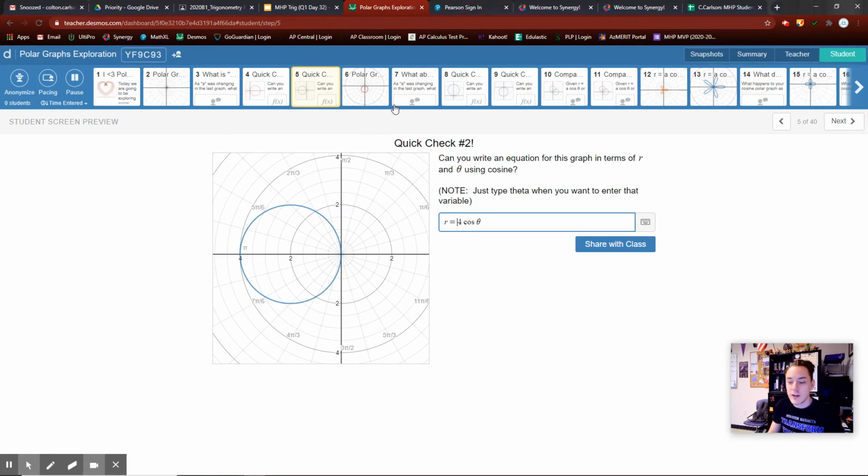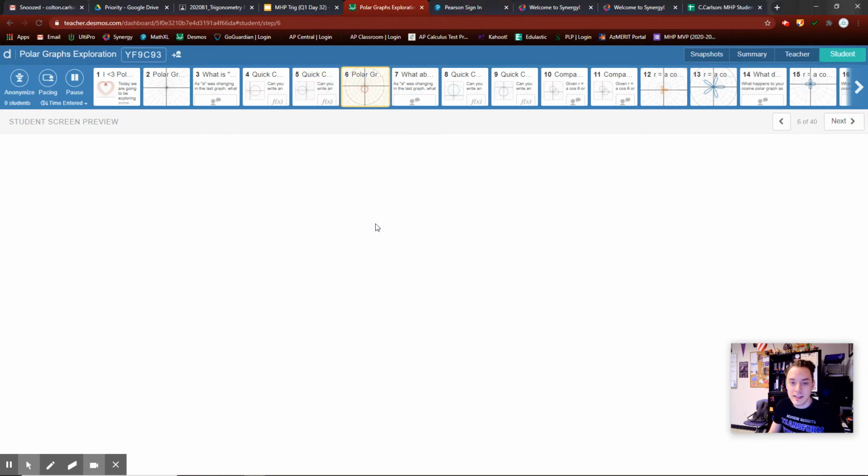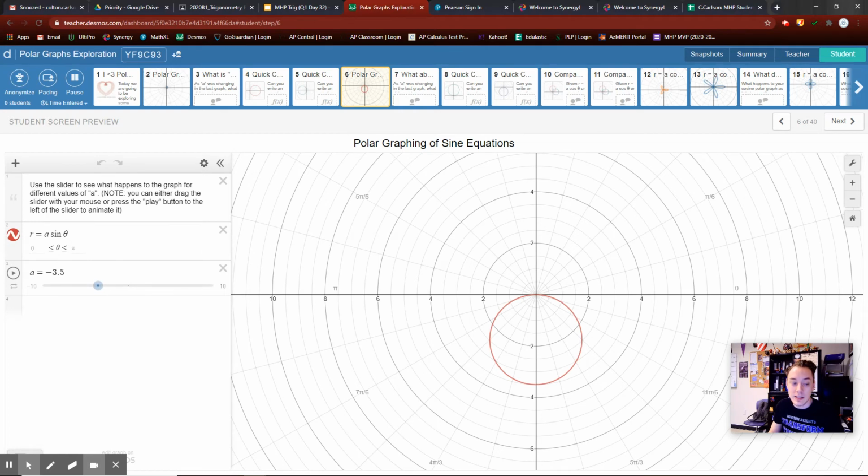All right, now you're going to go to slide 6, and you're going to do something similar with A, but now with sine instead of cosine. What's the difference between cosine and sine? Notice how cosine was on the x-axis, whereas sine is on the y-axis. And what happens when I change it to negative? It goes into the negative. What happens if I'm at 2 here? Or let's just say 3.